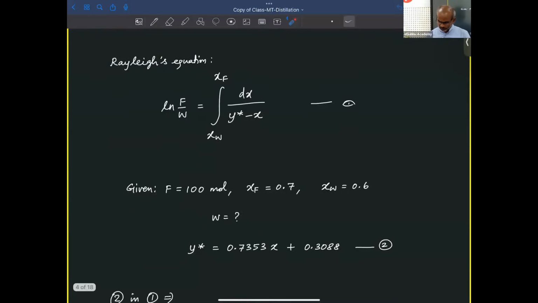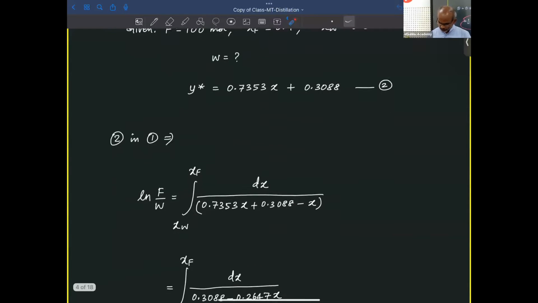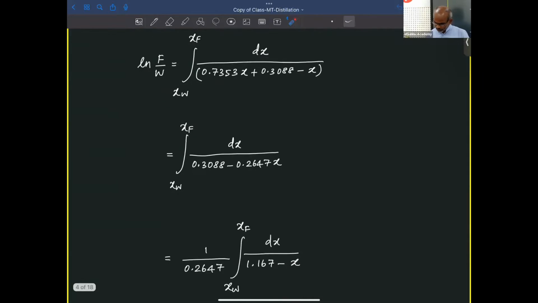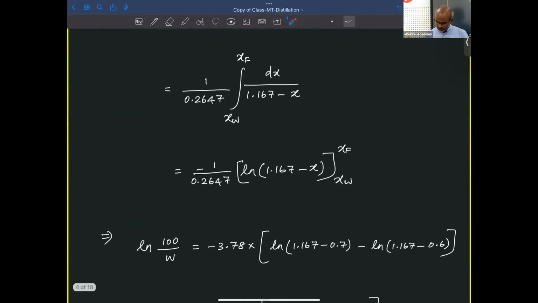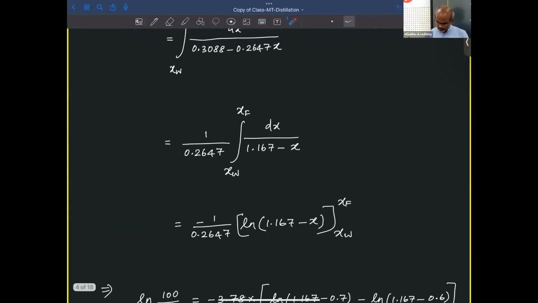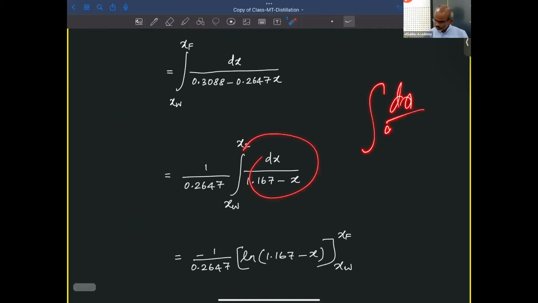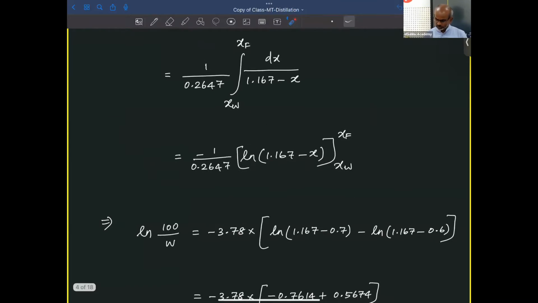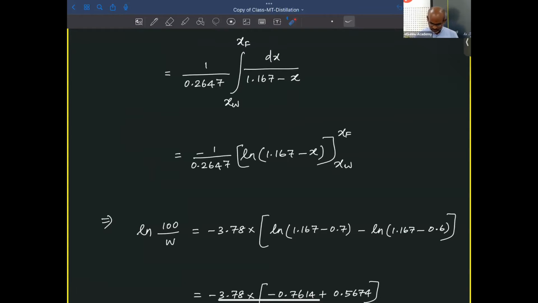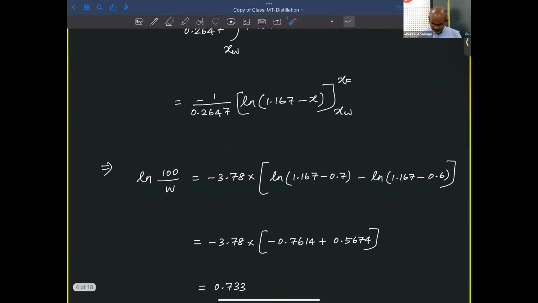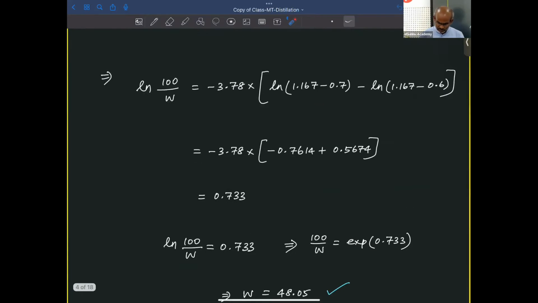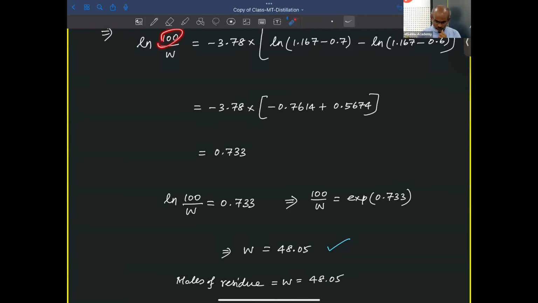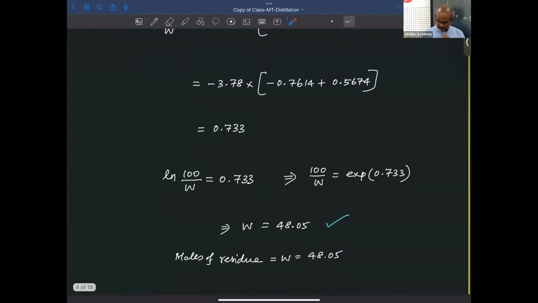Now we will have everything as a function of x. It will come like 1 by some constant plus or minus x. For that, the integration is the integral of dx by (a plus bx). We need to understand what that integral is, and then we can easily get the integrated expression. So directly ln of F by W comes out. F is known, so from that we solve for W. There is the answer.